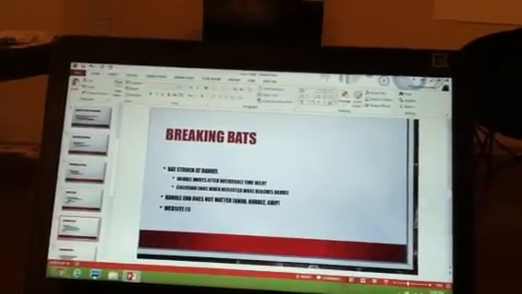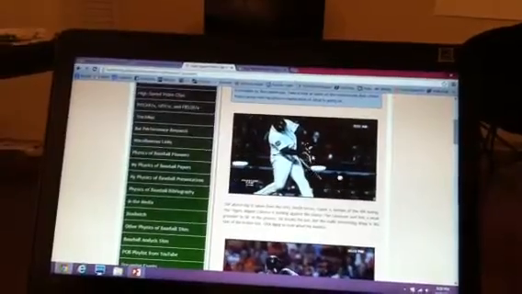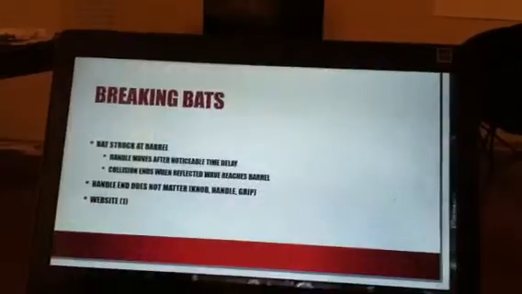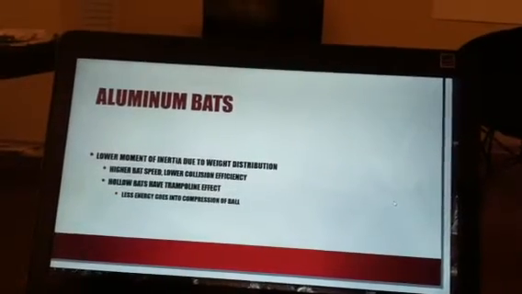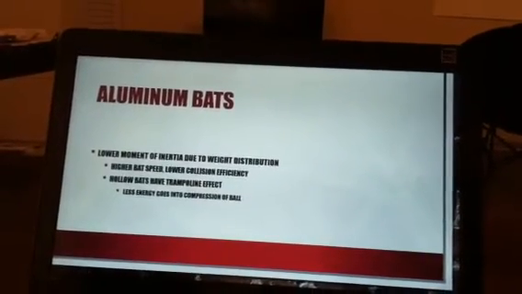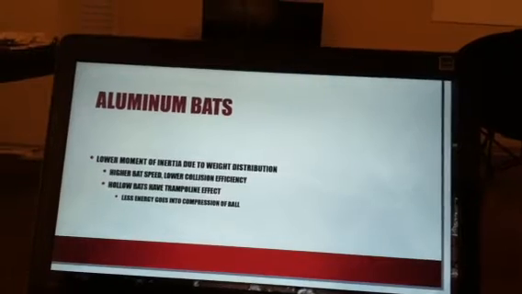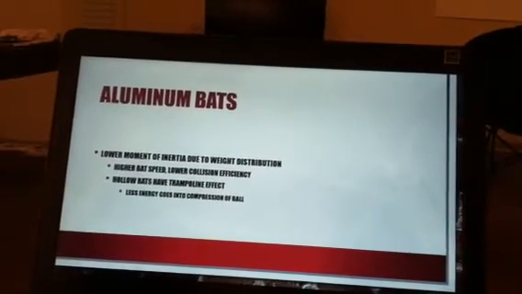I have another video of this, and you can see a vibrational wave as the bat vibrates because the energy is so great and it cannot transfer straight down into the handle. Aluminum bats have a lower moment of inertia due to weight distribution. This allows a higher bat speed and a lower collision efficiency.